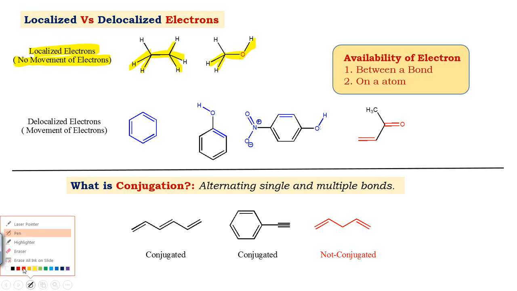as we are observing, there are two types of bond: the CH and the CC bond. Whatever electrons are present in a CH bond, or whatever electrons are present in the CC bond, they do not show any movement at all.